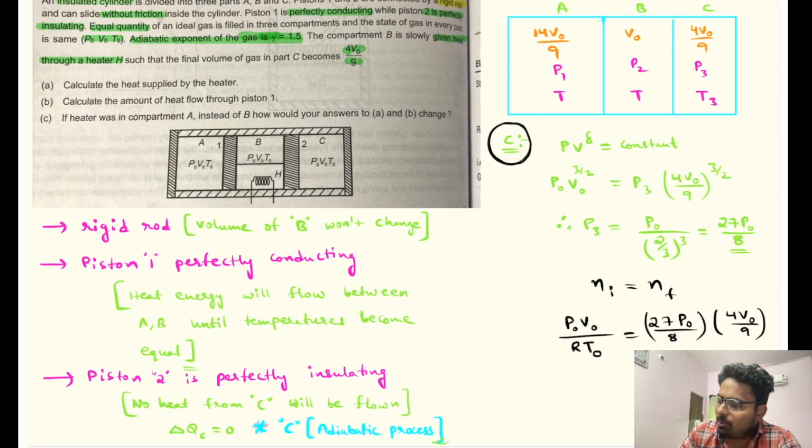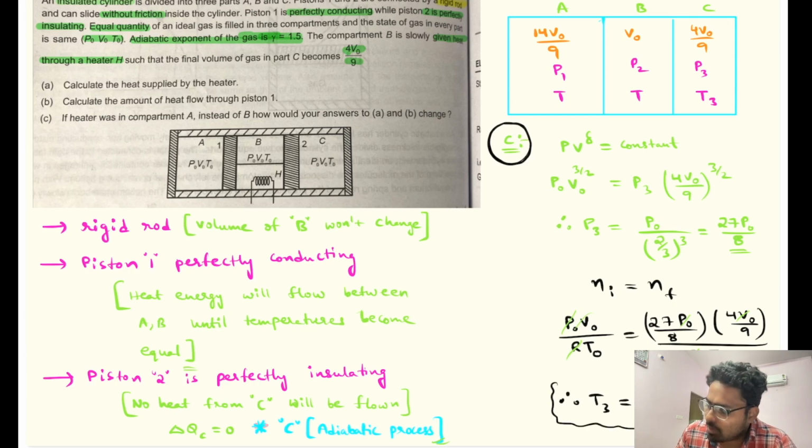So from here, P naught V naught by R into the new temperature T3. Then you can see R and R will get cancelled, P naught V naught will get cancelled. So therefore, the value of T3 would be equal to what? From here, 9 3s and 4 2s, so 3 by 2. So the value I got is 3 by 2 T naught.